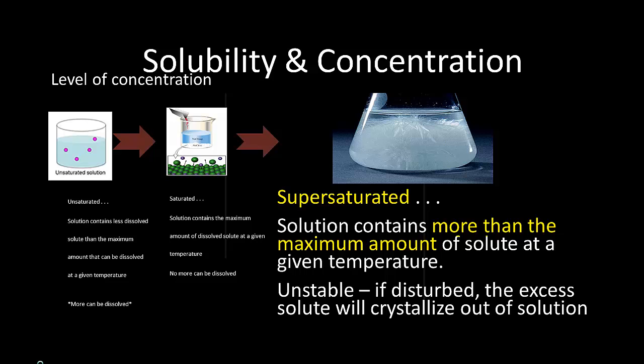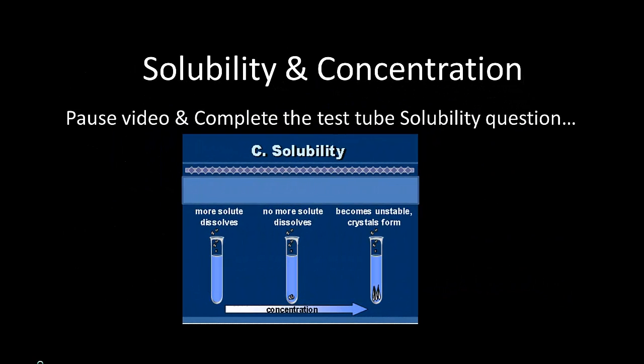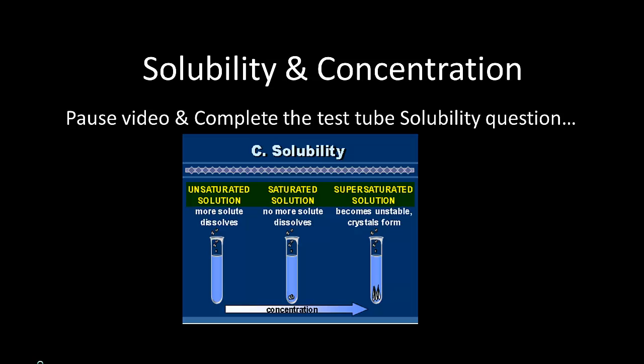These solutions contain more than the maximum amount that should be dissolved, and they are typically very unstable, which means if they're disturbed, the excess solute will crystallize out of solution. I'm going to show you guys an example of that in class. Right now I'd like for you to pause the video and complete the test tube solubility question in your notes. It looks like this. We need to find out which one is supersaturated, which one is saturated, and which one's unsaturated. Here are the answers, and check.